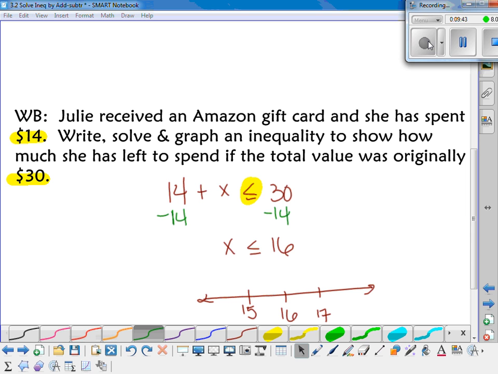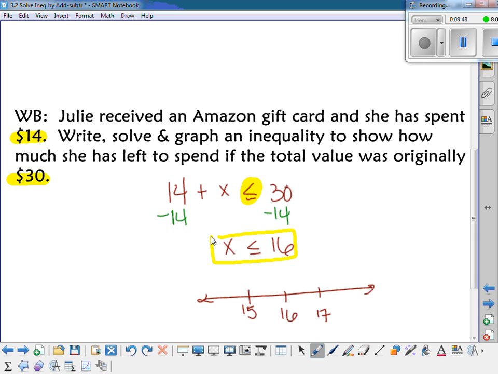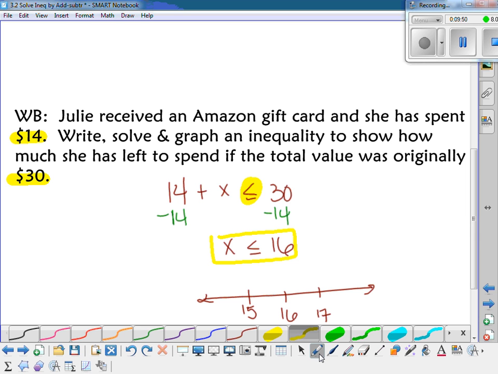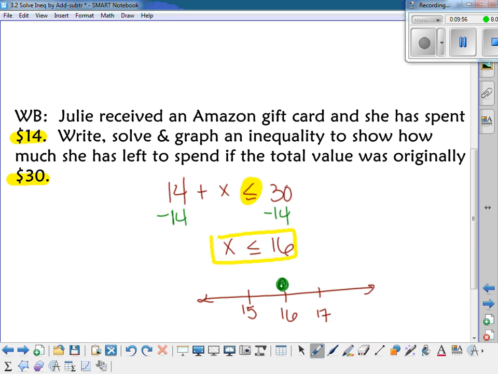Okay, so you should have subtracted 14 from both sides and gotten x is less than or equal to 16. So when you go to graph that on the number line, it would be a closed circle on 16 and the arrow going to the left.